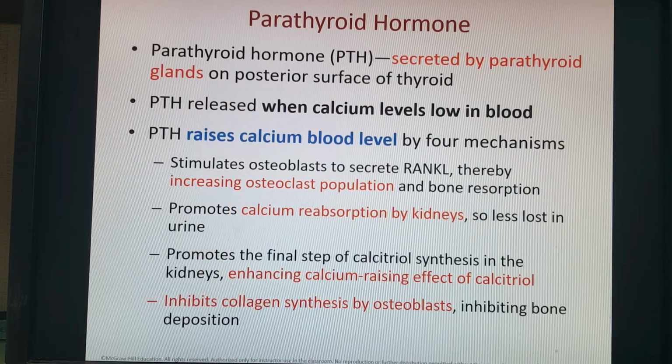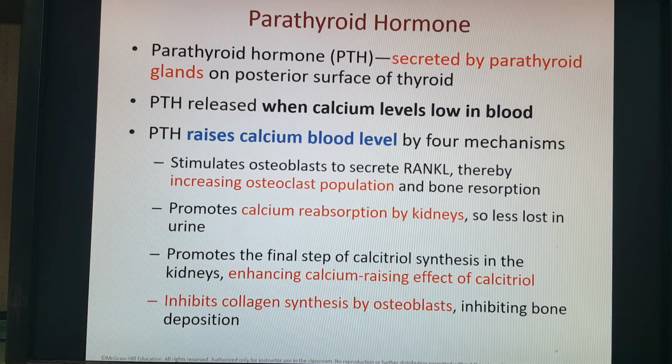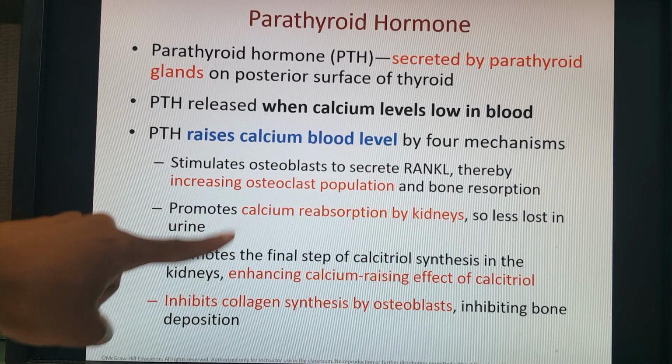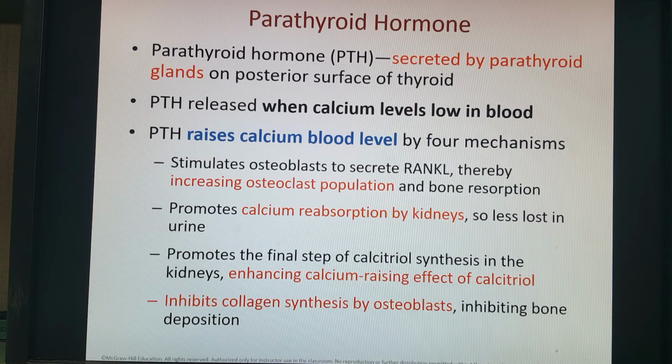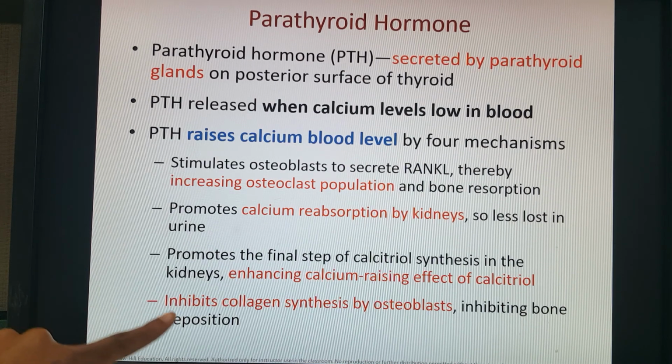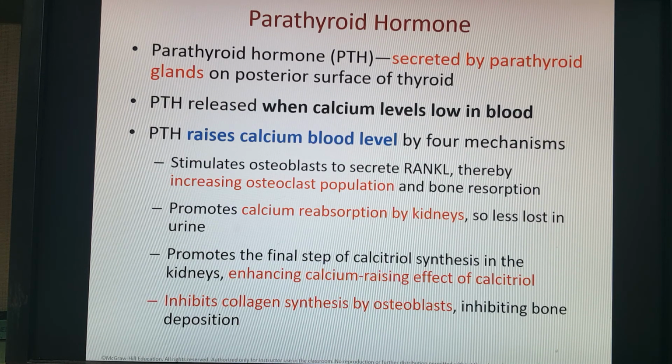Okay, next one, parathyroid hormone. Our last hormone for calcium is going to raise calcium blood levels. It's actually going to help out the effect of calcitriol, helps with absorption in kidneys so that you're not losing it to urine, increase your osteoclasts, so you're going to have more bone resorption, so more removal of minerals from the bone, and inhibits collagen synthesis by osteoblasts, so less building of bone, so less calcium being taken from the blood and put into bone.